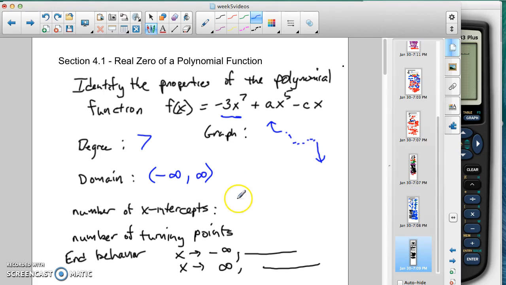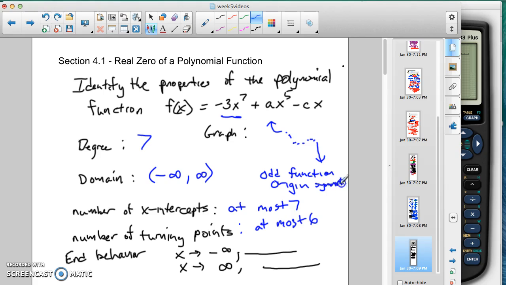Number of intercepts, we can't tell exactly how many they have, but at most 7 because of the power being 7 there. Number of turning points, we have at most 6. And we can also state, since the powers here are 7, 5, and 1, that this is an odd function, and it has origin symmetry, because of the odd powers here, 7, 5, and 1. So we could also state that fact as well.